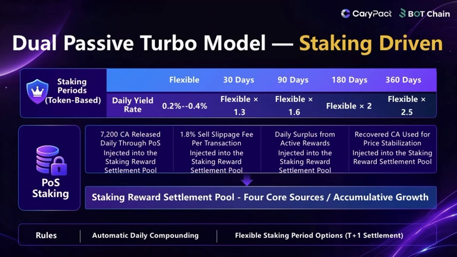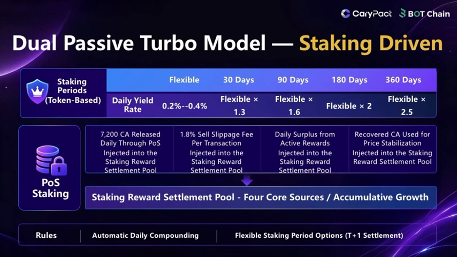Now with that understanding, let's move into another core highlight of the ecosystem, our dual turbo structure, our staking mechanism. So how does POS staking work? Our staking pool is supported by 4 major inflow sources, designed to continuously strengthen the ecosystem. First, daily POS emissions, with 7,200 POS injected into the pool every day.